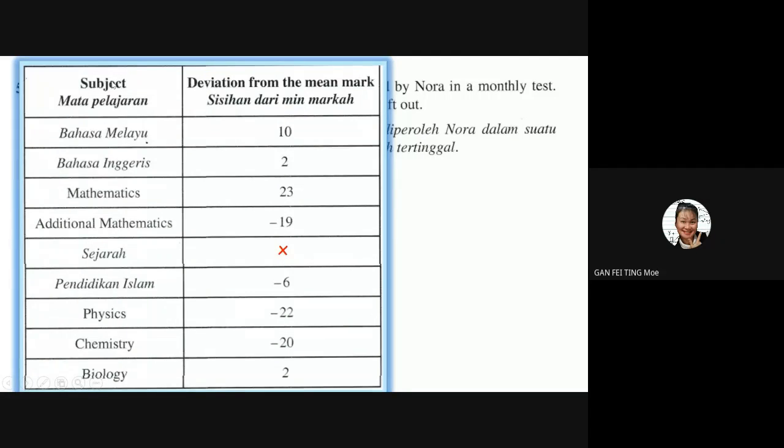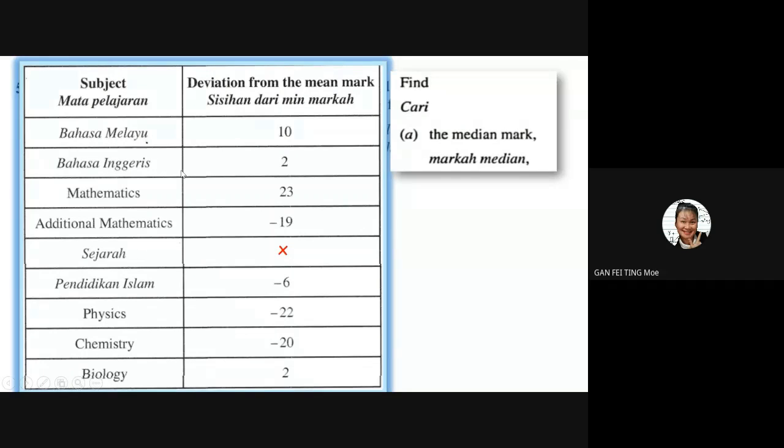What do you understand this phrase? Sisihan dari min mark. Sisihan means is beza, deviation, how far it is. Okay, from the min mark. So di sini, here soalan yang hendak dicari adalah the median mark. So untuk mencari median markah, you must know the procedure to get the median.